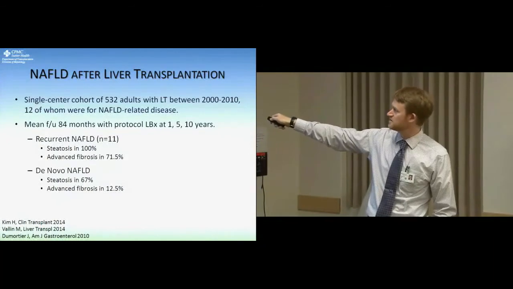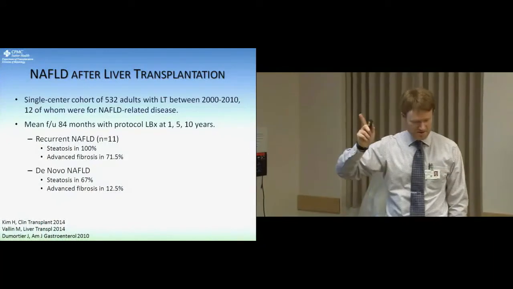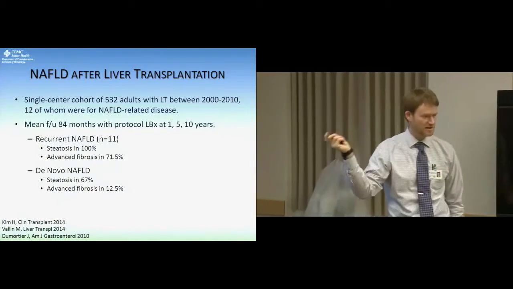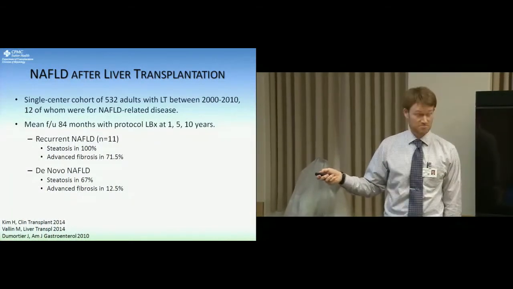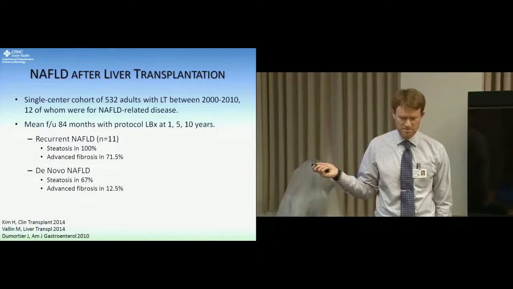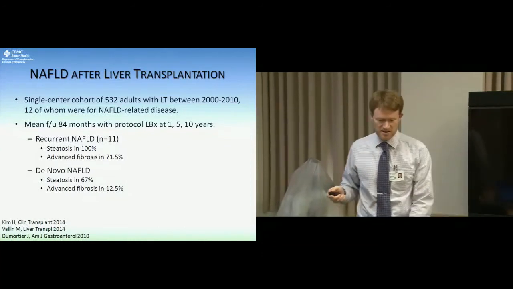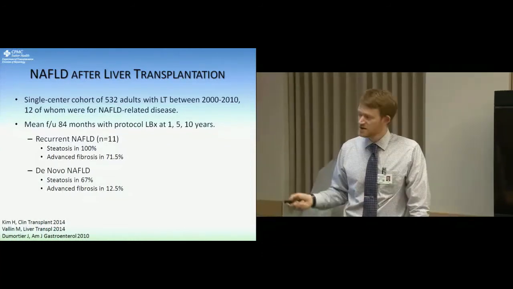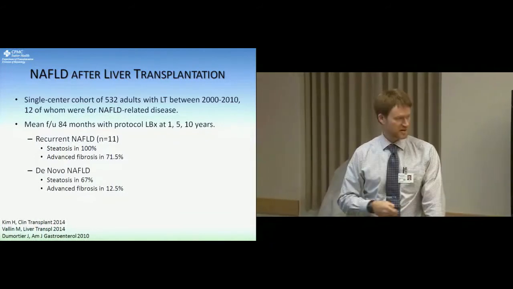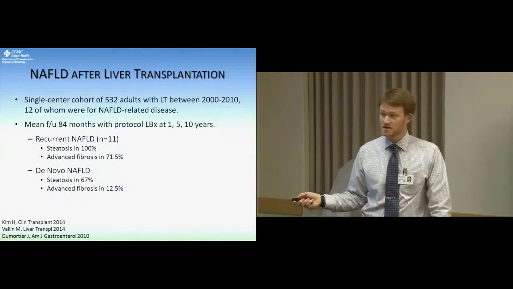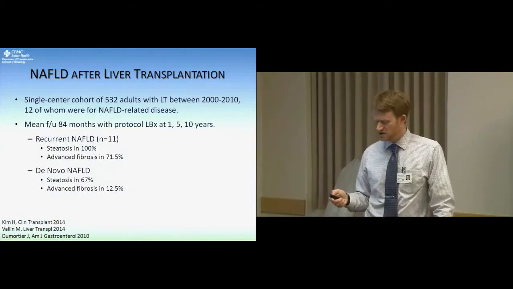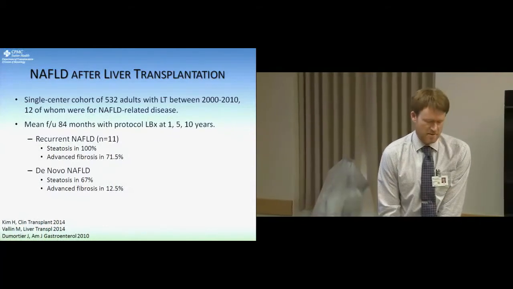I said 11 of 12, and then 100%. So there's a discrepancy there, but nonetheless, it's very high. And advanced fibrosis occurred in a majority. Now, it's a small study, but it was a majority. They looked at de novo versus recurrent, and de novo fatty liver disease, these are patients who had hep C, alcoholic liver disease, occurred in a majority, but advanced fibrosis in fewer. So these are problematic. These are disturbing.